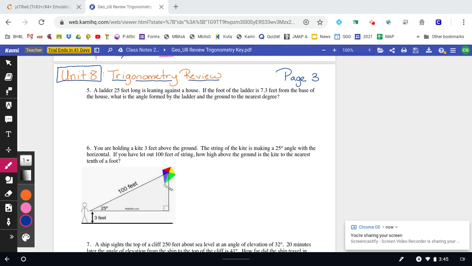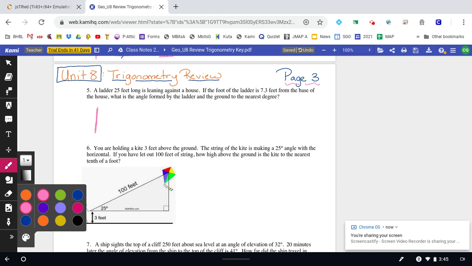Everyone, we're going to continue to go over the review packet for our trigonometry unit. And this right here is page 3. All right, so number 5. A ladder 25 feet long is leaning against a house.